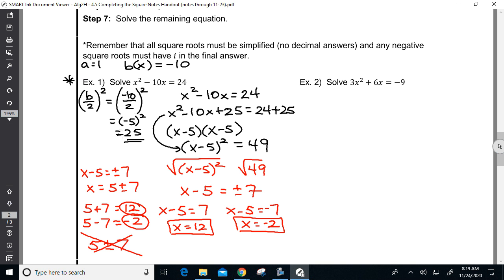So again, if we get example number 1, just to go through the steps again. Any questions before we go to example 2?